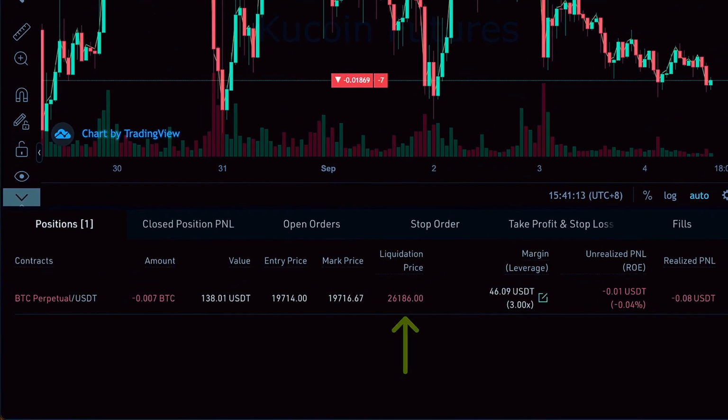We also see that the liquidation price is above the current Bitcoin price, which makes sense because we are going short and we want the price of Bitcoin to go down. However, when the price instead moves in the other direction, we're losing money on this trade. And if the price goes all the way up to the liquidation price, we will get liquidated.